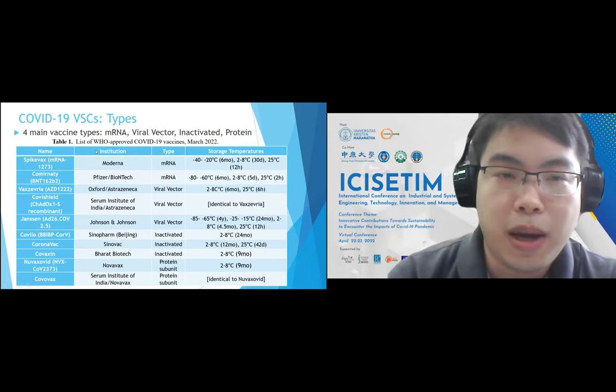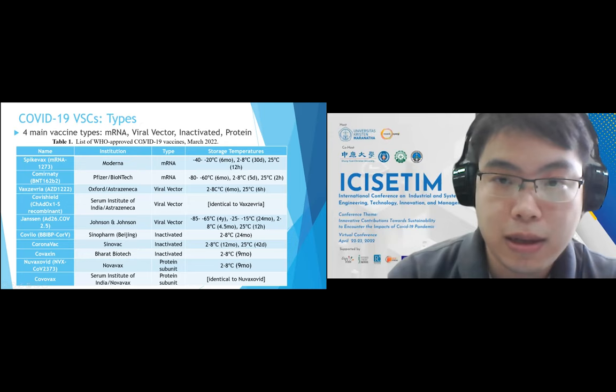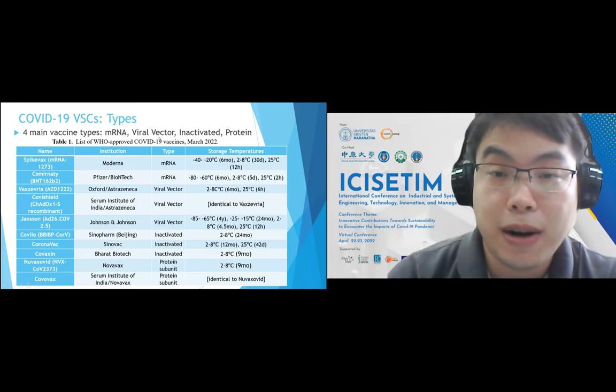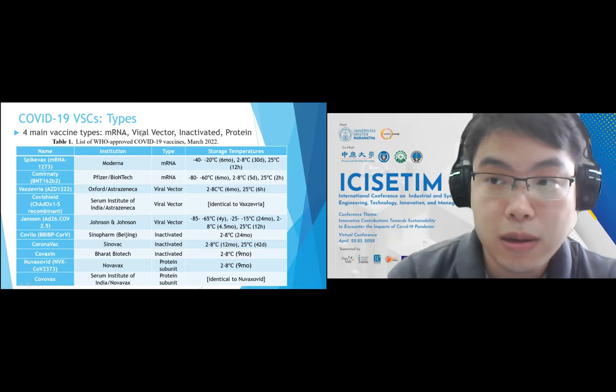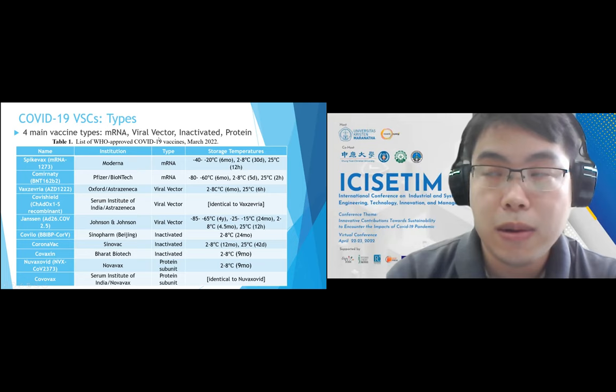These are the main vaccine types that were introduced for COVID-19. At first, there were the mRNA, viral vector and inactivated vaccines. And most recently in 2022, the protein vaccines also became introduced. Out of all of these, the mRNA vaccines require deep freezing. So that's the ultra cold chain requirements that were made by these manufacturers.